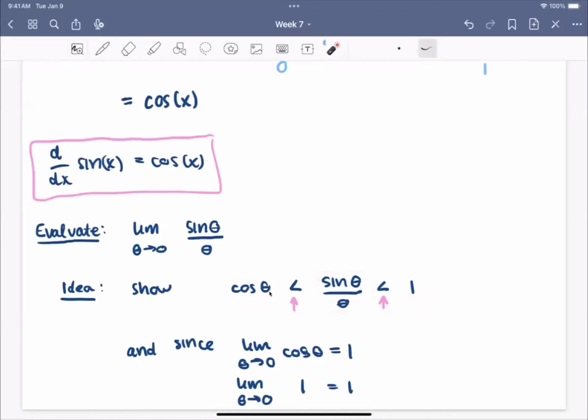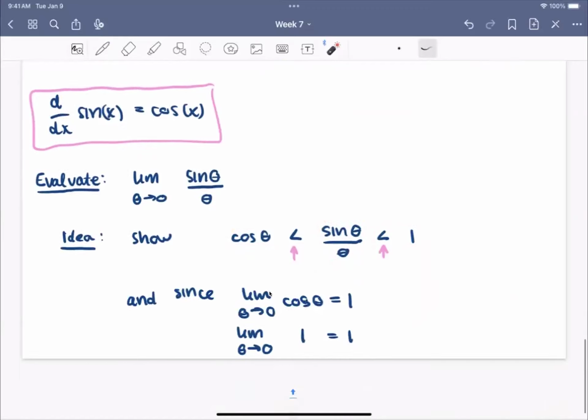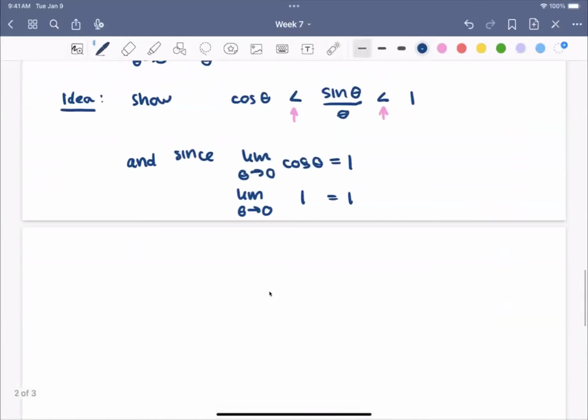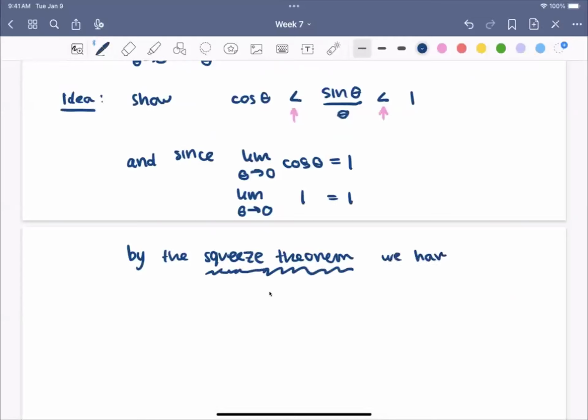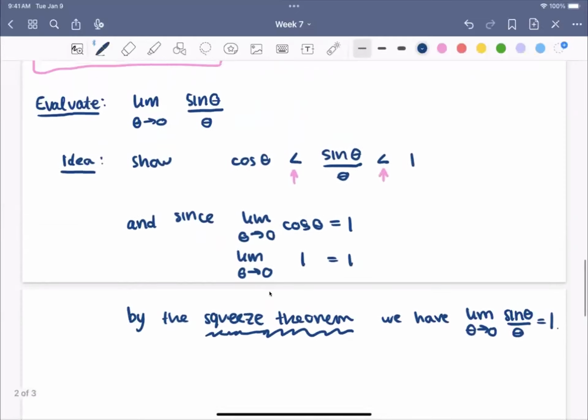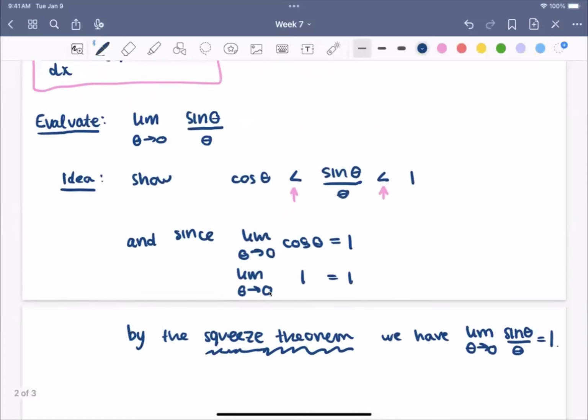And this is a fact that's called the squeeze theorem. So I'll just say, since this is true, by the squeeze theorem, which we haven't stated yet, I'll state it in a second, we have that the limit as theta approaches 0 of sine theta divided by theta is equal to 1, which is what we wanted to show. Okay, so let me state the squeeze theorem.